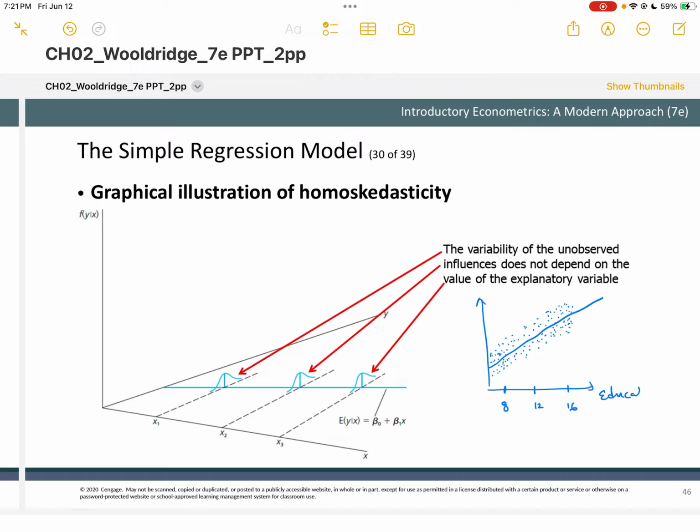Let's call this education and let's call this wages. So this is 8th grade and below, between 8 and 12 years of education, and 12 and 16 years of education and beyond, right?